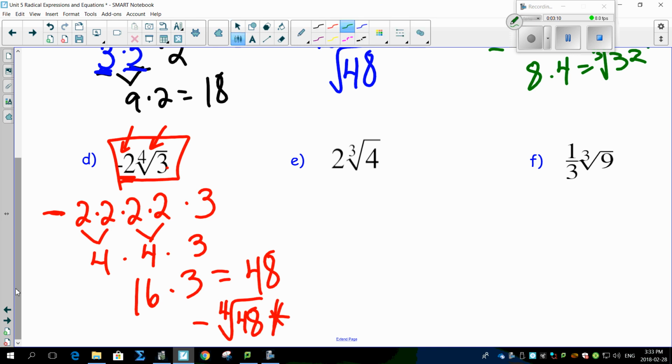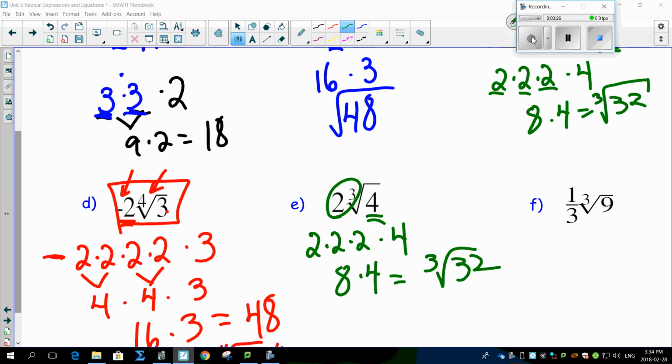Beautiful. Let's keep on going. Here we go. 2 cubed, 2 times 2 times 2, and original number inside was 4. 2 times 2 times 2 is 8. 8 times 4, this works out to be the cubed root of 32. And I know I'm right because guess what? That's a duplicate question. Oh well.